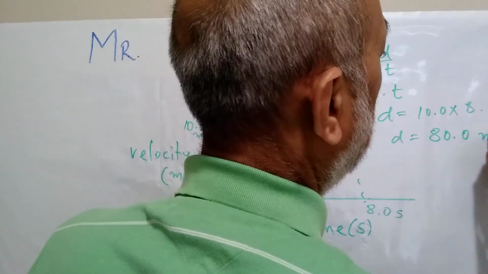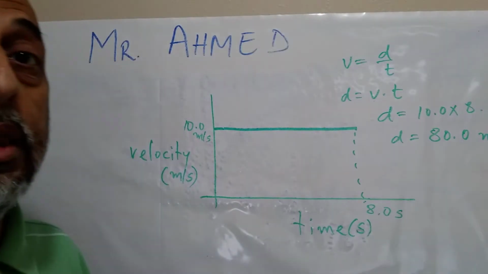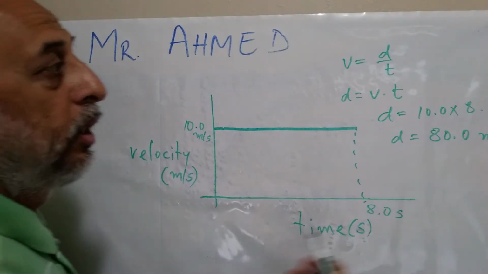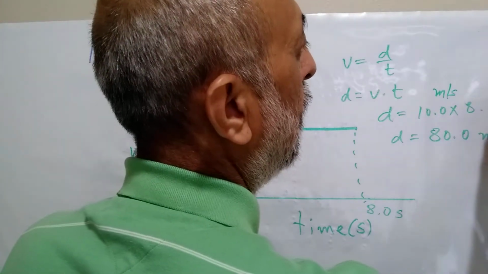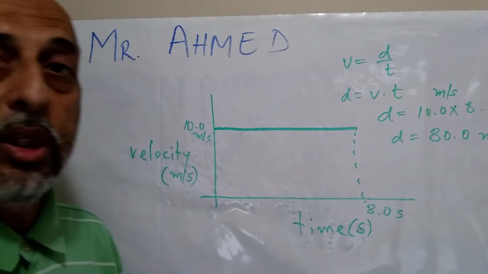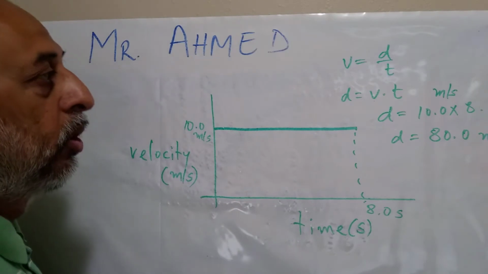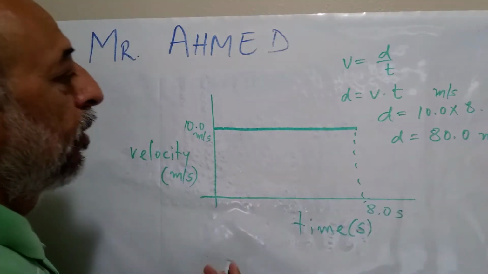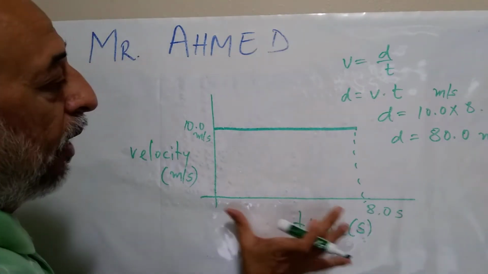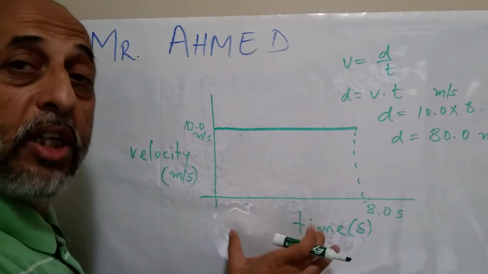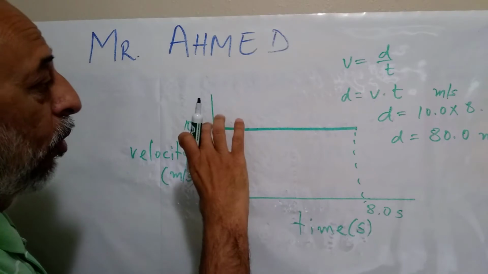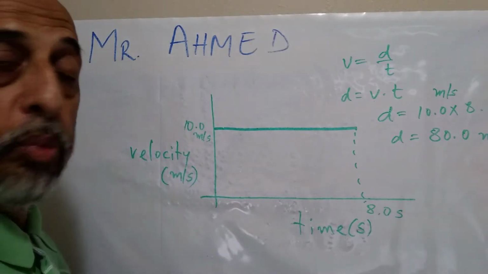80.0 meters. Now you can see that this also works with the units: the 10 meters per second and 8 seconds, when you multiply, the units also match. So the rule is that if you look at the length of this graph, it's actually the time, 8 seconds. And if you look at the width, it's 10 meters per second.